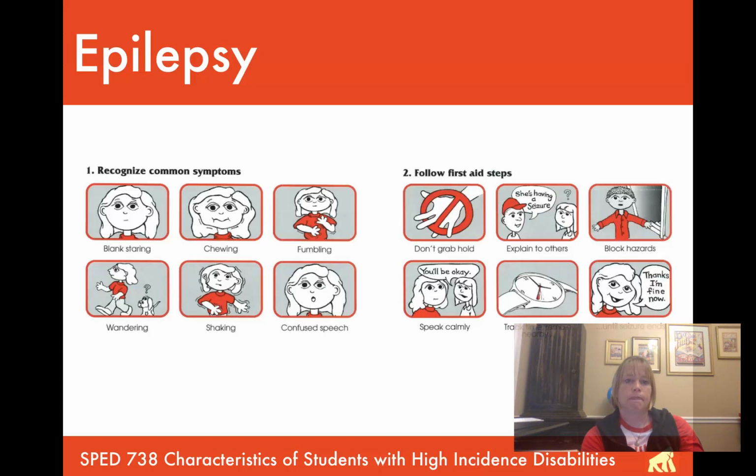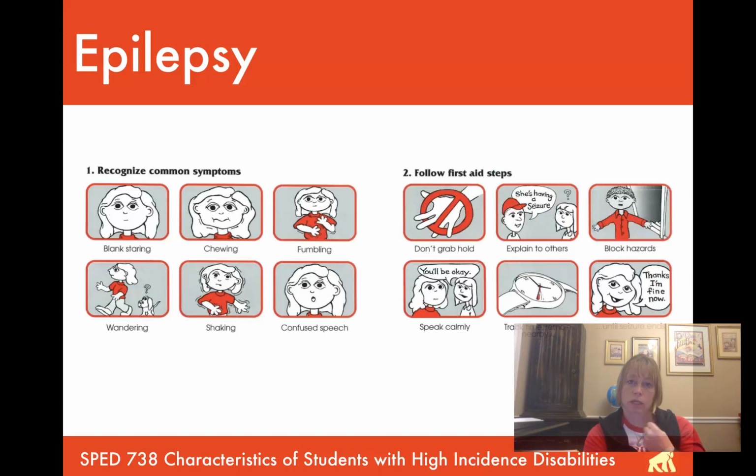But when we talk about epilepsy, we're talking about seizures, and there can be all kinds of different symptoms that a student may have during a seizure, and they may even have some of these symptoms for one seizure, and they may have a different type of seizure that has different symptoms. But typically what we can see is oftentimes blank staring. So they're just kind of staring off into space. You feel like they're not really present. They're physically there, but mentally you just don't feel like they're there.